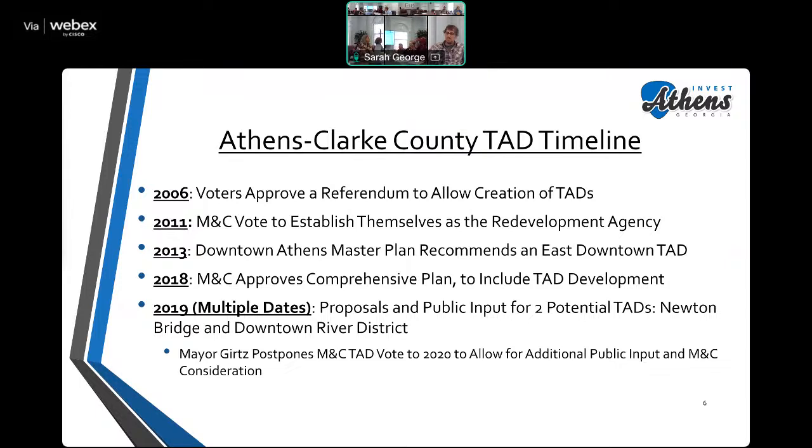So here's kind of where the story starts though. In 2013, the downtown Athens master plan was recommended, and that's where East Downtown, the TAG, was first proposed. And as we moved on, we had a comprehensive plan in 2018, and that further expanded that TAGs might be a viable option for this community.